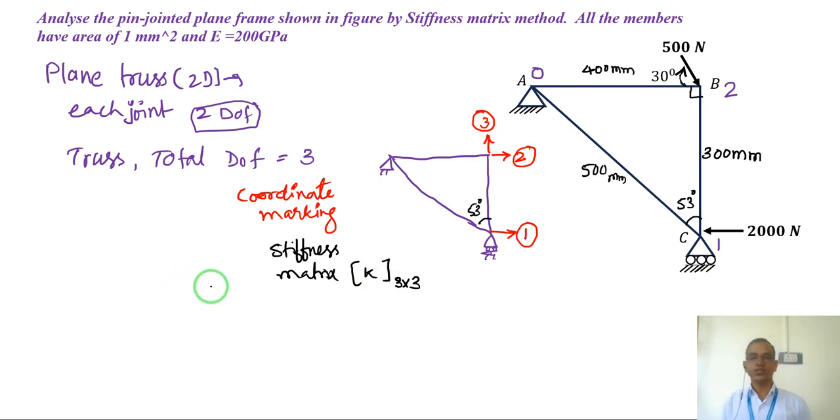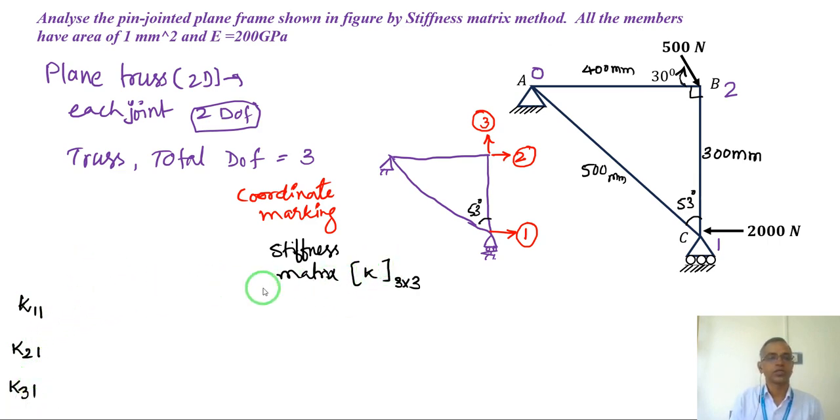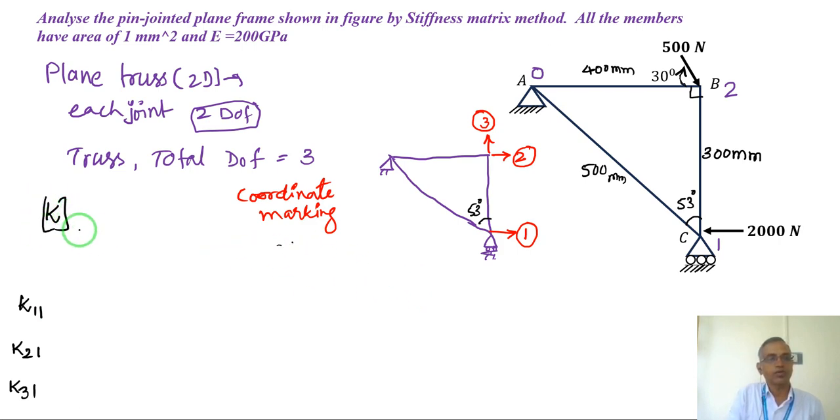So now let us look at the stiffness matrix for each of that. Let us say K11, K21, K31. Like this we can work out this stiffness matrix. So I'll write here the stiffness matrix K will be of size 3 by 3 because I have 3 coordinates. So what will be the K11 element of this? K11 means in the coordinate direction 1, when I apply unit displacement here, what will be the force produced there?